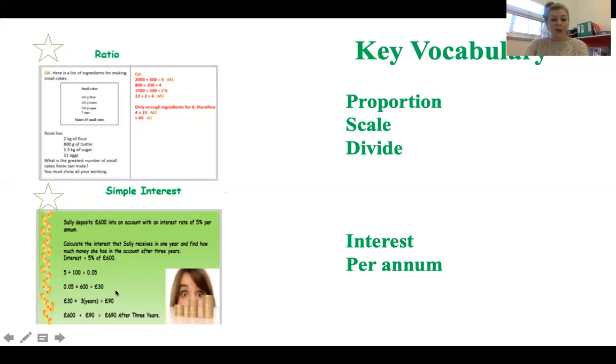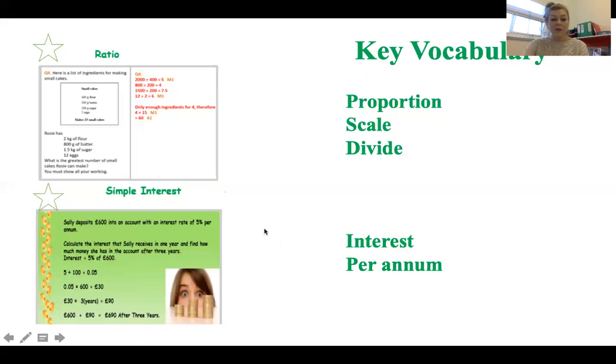The next topic is looking at simple interest. Now, this is linked to bank accounts, percentages, and being able to add percentages as an increase on top of an original amount. So interest is something that is added on when we're thinking about banks and simple interest. And the words per annum is another way of saying each year.